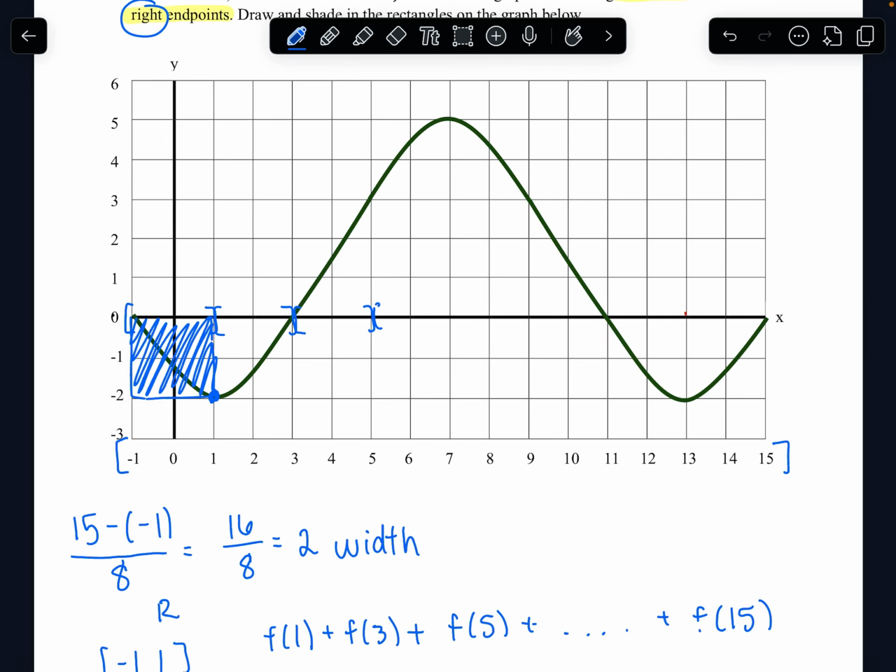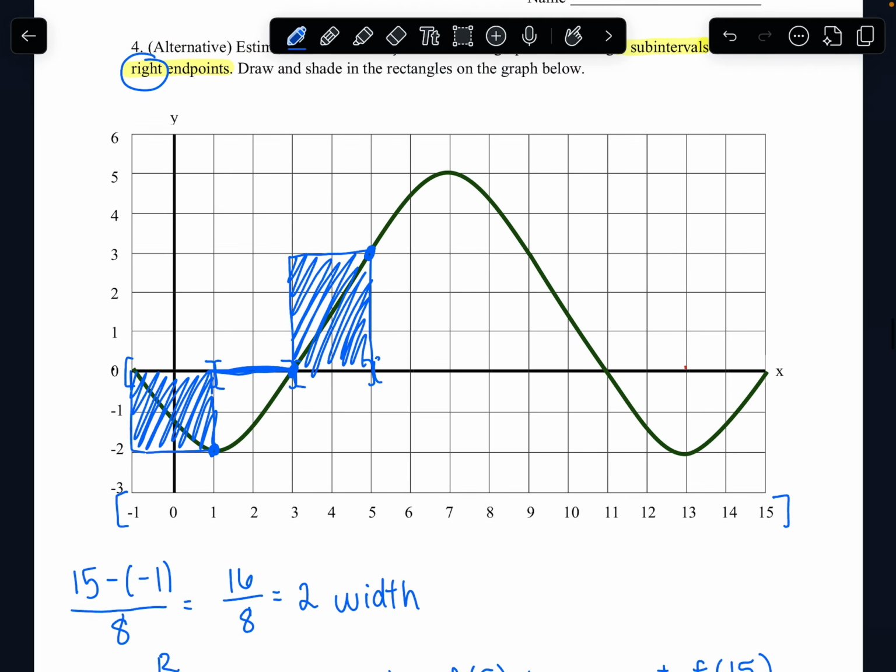My next interval, 1 to 3, I look at the rightmost number, which is 3. I go to f of 3. Where is it? It's right there. It's at 0. So this rectangle, unfortunately, has 0 height. That's fine. Okay, we're good. Next interval, 3 to 5. The rightmost number between 3 and 5 is 5. So I go to f of 5. Where is that on the curve? Right here. I draw my rectangle according to that value.